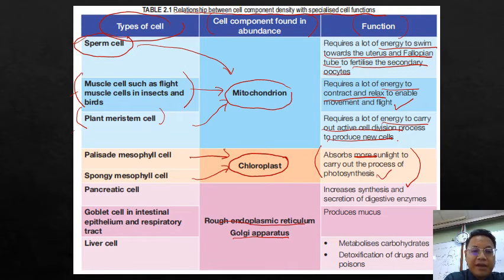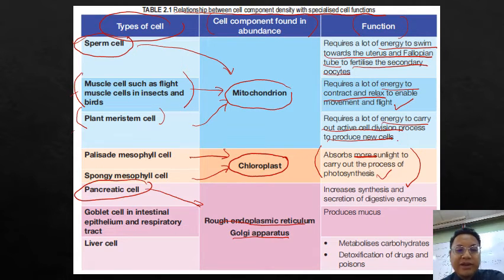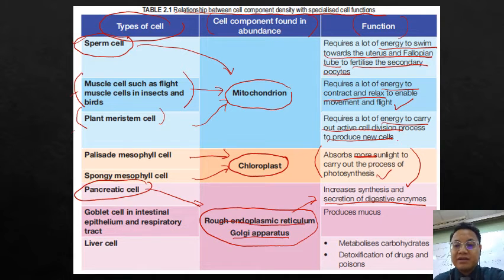For example, pancreatic cells have a lot of rough endoplasmic reticulum and Golgi apparatus, because they need these two cellular components for synthesis and secretion of digestive enzyme. So they need these two cellular components in abundance, lebih banyak daripada sel-sel lain. Dia mempunyai banyak rough endoplasmic reticulum and Golgi apparatus berbanding sel-sel lain, to increase secretion and synthesis of digestive enzyme.